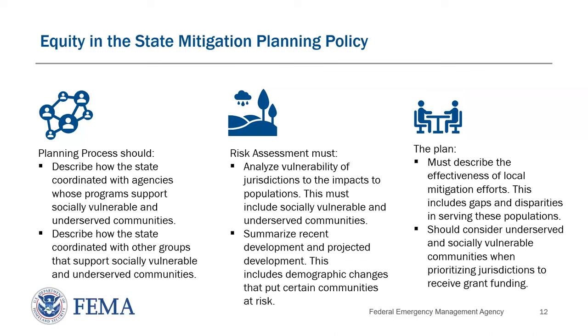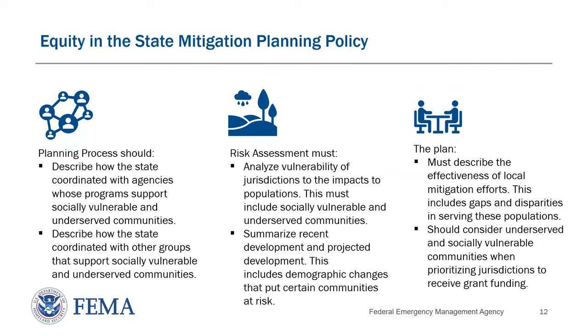And in the state planning policy, the state plans happen at the state government level. So equity looks a little bit different in those plans. It primarily comes out in who the state brings to the planning process, how they describe the vulnerability of underserved communities and socially vulnerable populations, and how the state supports local government efforts to mitigate with equity in mind. So in the state guide also, it's encouraged throughout the planning process that first the planning process should describe how the state coordinated with state agencies that have programs, policies, assistance that supports underserved communities.